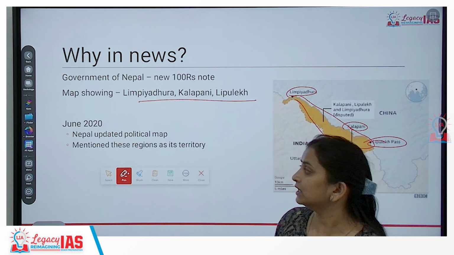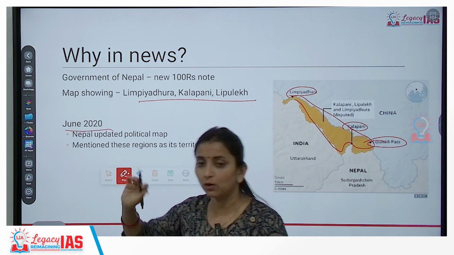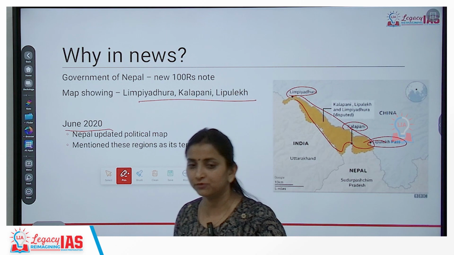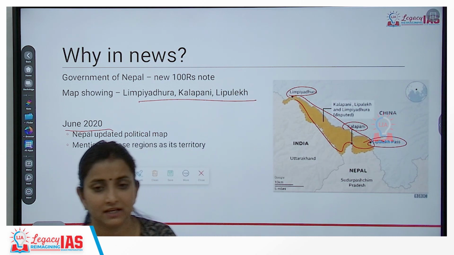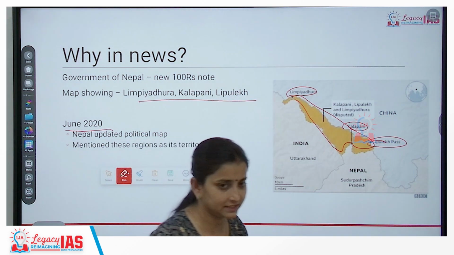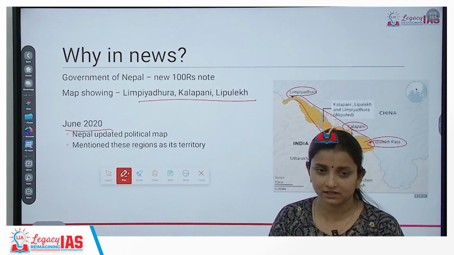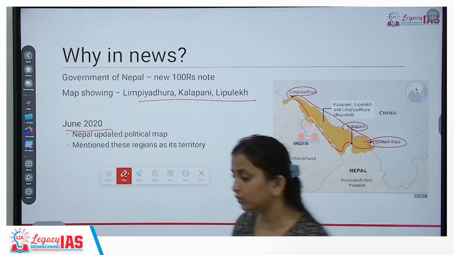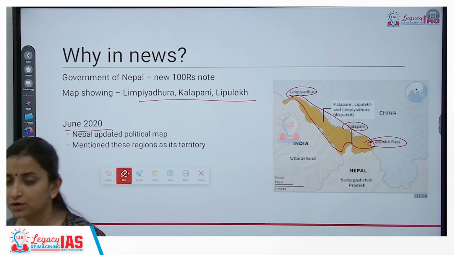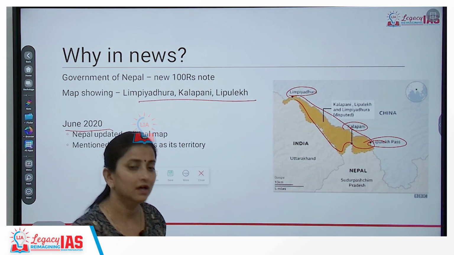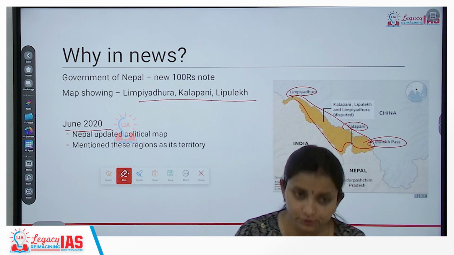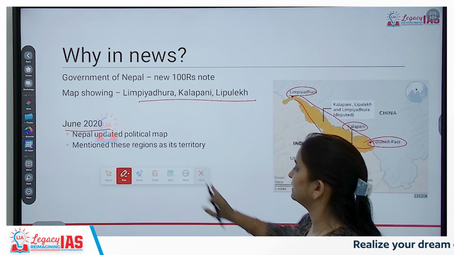Now, June 2020 mein, Nepal had already updated its map and the political map was already showing Limpiadhura, Kalapani and Lipu Lake as their territory, Nepalese territory. And India has not liked this kind of statement coming from the government of Nepal. So, June 2020 say there is this ongoing controversy between Limpiadhura, Kalapani and Lipu Lake which has been fueled because of this currency being released by Nepal.